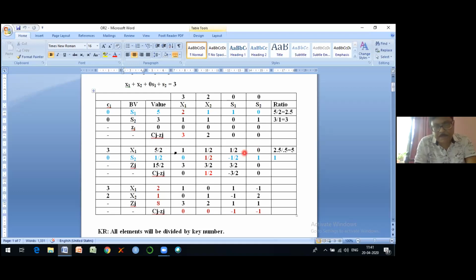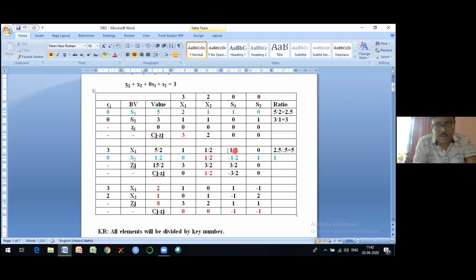This is very simple. All the values of the first table will be divided by the key number. Here the key number was 2. Therefore, the value will be 5 by 2. Then 2 by 2, that is 1. Then 1 by 2. Then 1 by 2. Then 0 by 2 equal to 0.